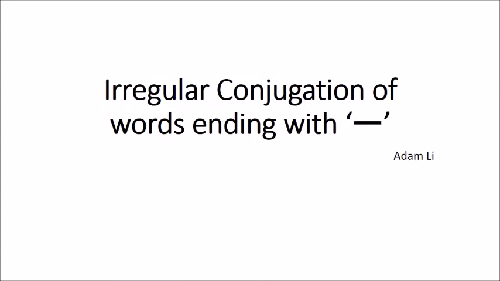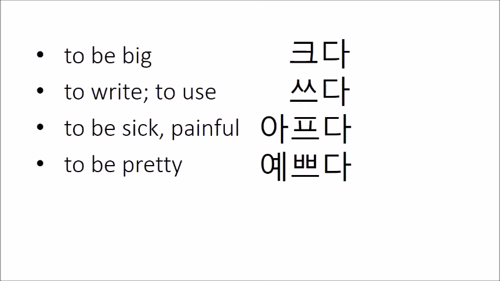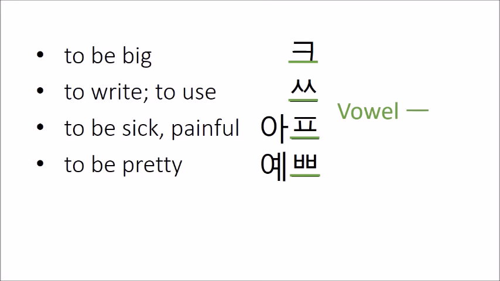This is my first video introducing the irregular conjugation of Korean words. For the first video, we are going to learn about the conjugation of words ending with the vowel ㅡ. By saying vowel ㅡ, I mean the final vowel within the stem of words such as 크다, 쓰다, 아프다, 예쁘다. As you can see, they all have a vowel ㅡ at the end and do not have a final consonant.